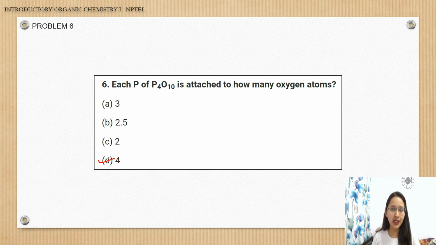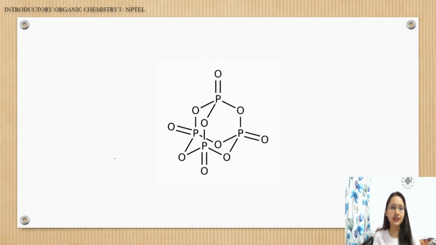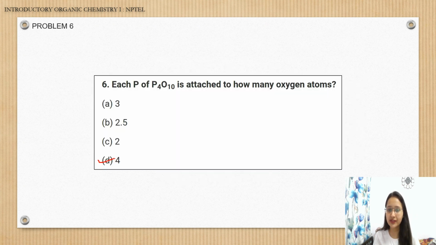It is a very basic question, guys, and you have to know the P4O10, P2O5 kind of structures, because it is very important. Whenever you are answering these kinds of questions, you just have to know the structure, visualize it and get the answer. So coming to problem number 7. I hope problem number 6 is clear to all of you. It is a very straightforward question.